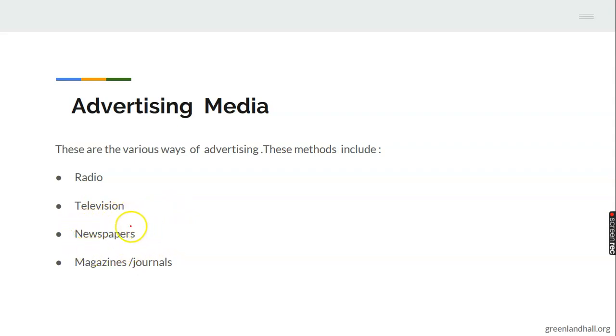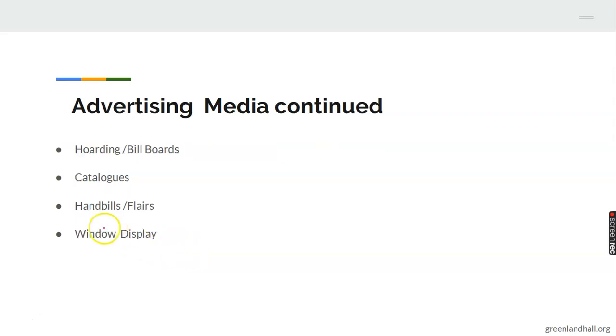Then we have newspapers and magazines and journals. So this one is intended to make products and services known to people that are educated or literate. And this type of media can be kept, copies can be retained until a future date. Then we have billboards.